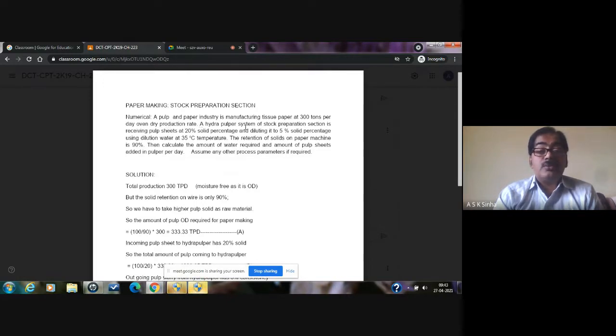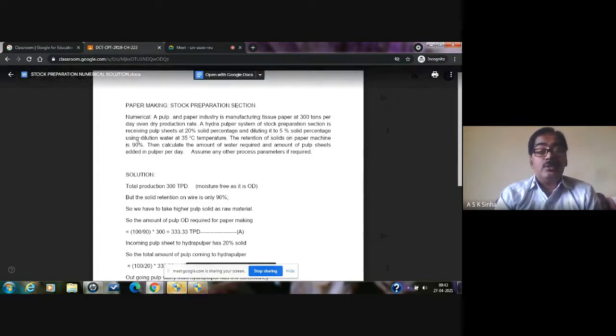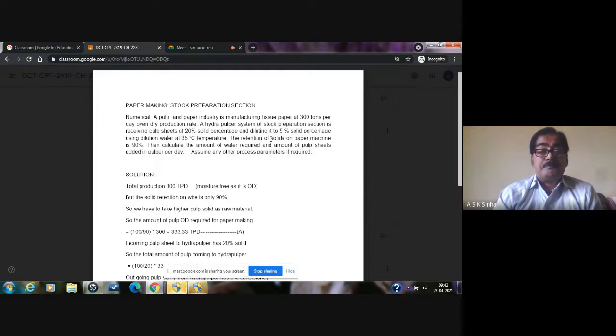A Hydra pulper system of a stock preparation section is receiving the pulp sheet at 20% solid percentage and diluting to 5% solid percentage using dilution water. Again, the retention is given. The retention of the solids on the paper machine is 90%. Then calculate the amount of water required and the amount of pulp sheet added in the pulper on a daily basis.